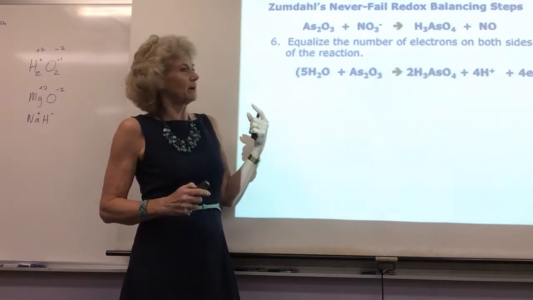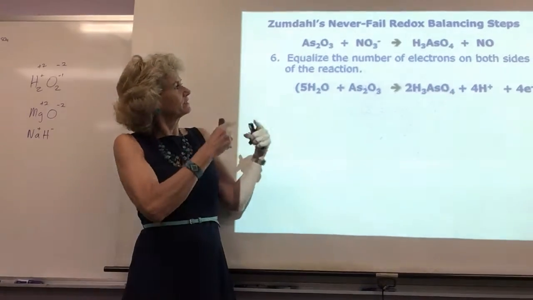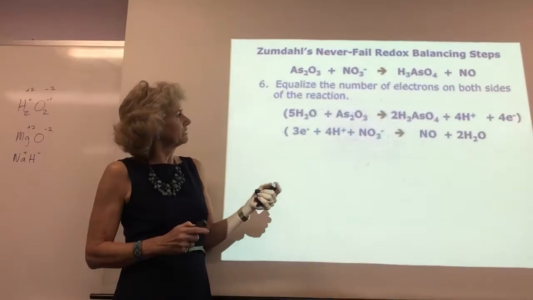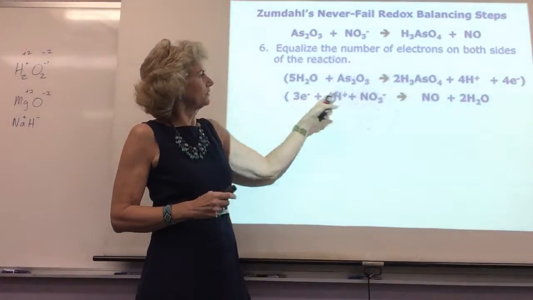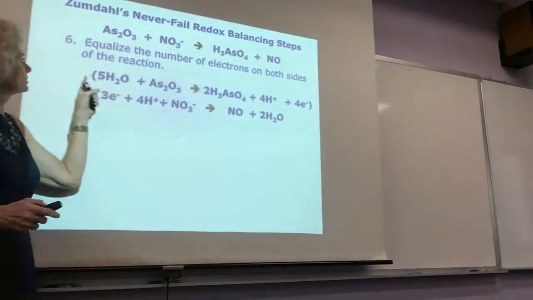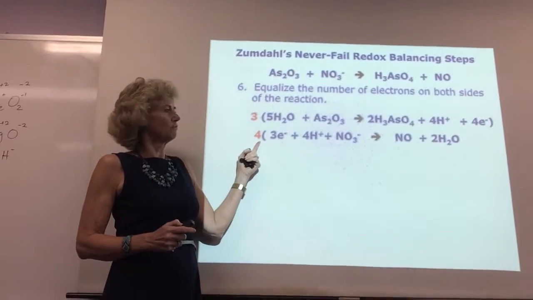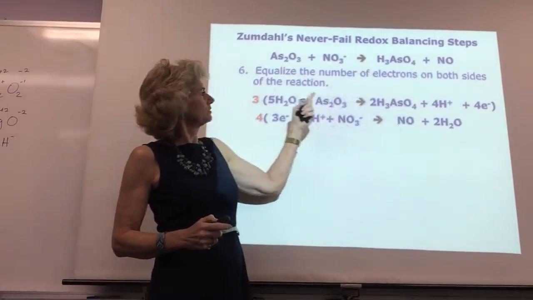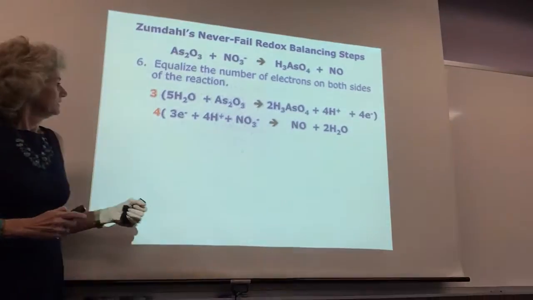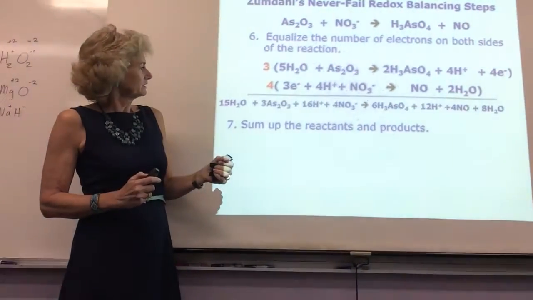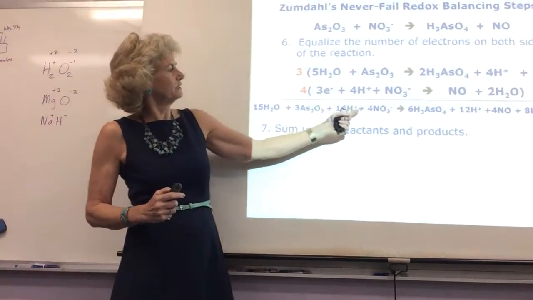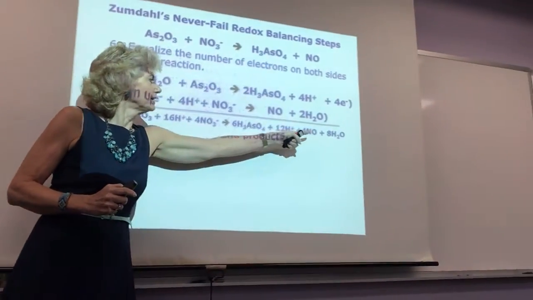Now, just like with algebra, you need to do kind of like that simultaneous equations trick. You need to equalize the number of electrons on both sides. This one's got 3, this one's got 4. So multiply this equation by 3 and this equation by 4. But don't forget to distribute that 3 over here. Now write the whole thing down. It gets really ugly. 15 and 3 and 16 and 4 and 6 and 12 and 4 and 8.